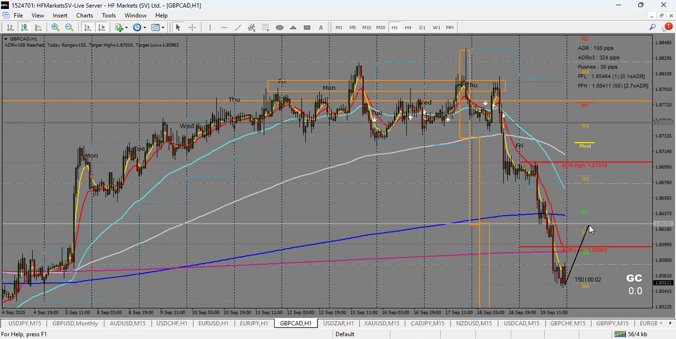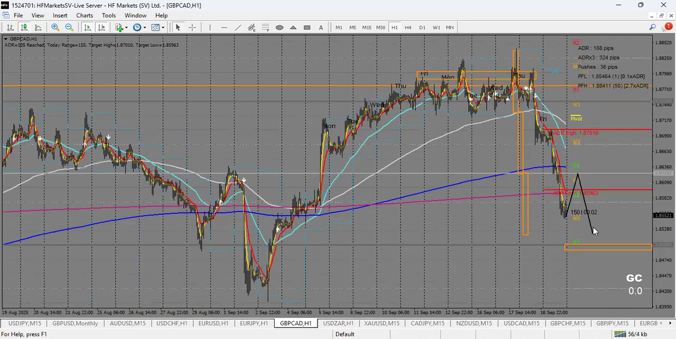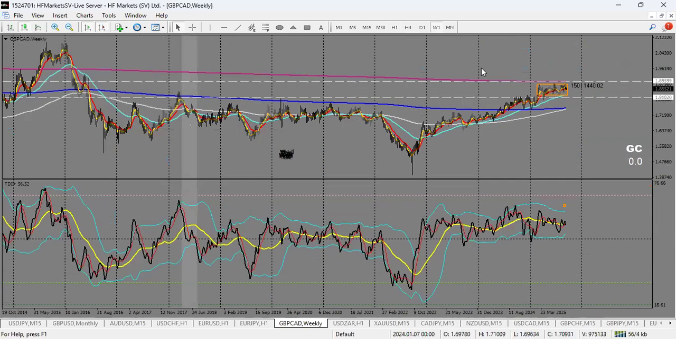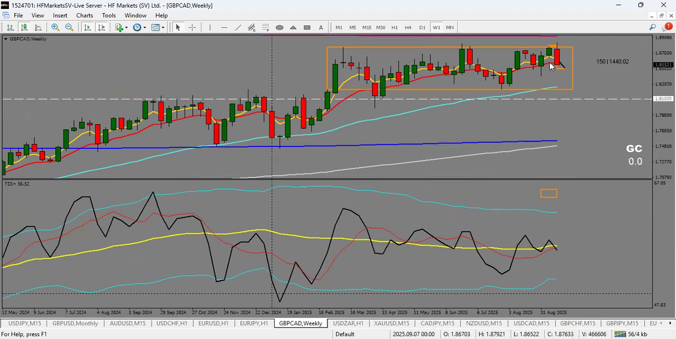So Monday false move, maybe to find this area of liquidity here. So we have the 800 EMA, but also the half point there, and then we should find the large quarter point there. Based on the weekly time frame, we are still in that ranging market, and right now price is going down. So we should find the low here.